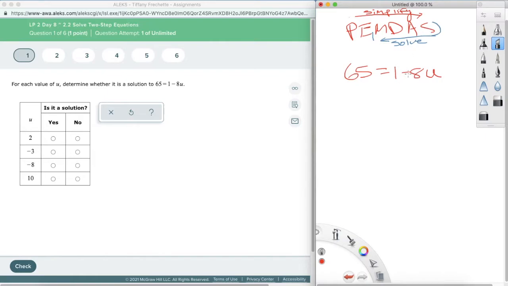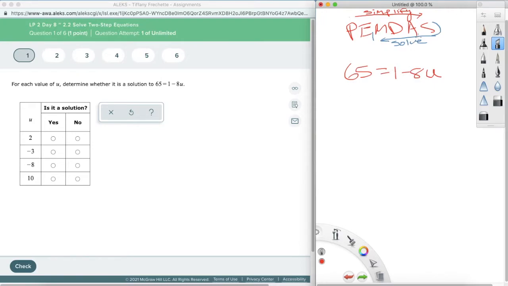So remember, this negative belongs to the 8, all right? So I'm actually adding 1 here. It's a positive 1. So be careful about that. Don't say, oh, you're subtracting. This is negative 8. We do read it as 1 minus 8u, but minus and negative are actually interchangeable. They mean exactly the same thing. So just be careful when you're identifying what's happening.